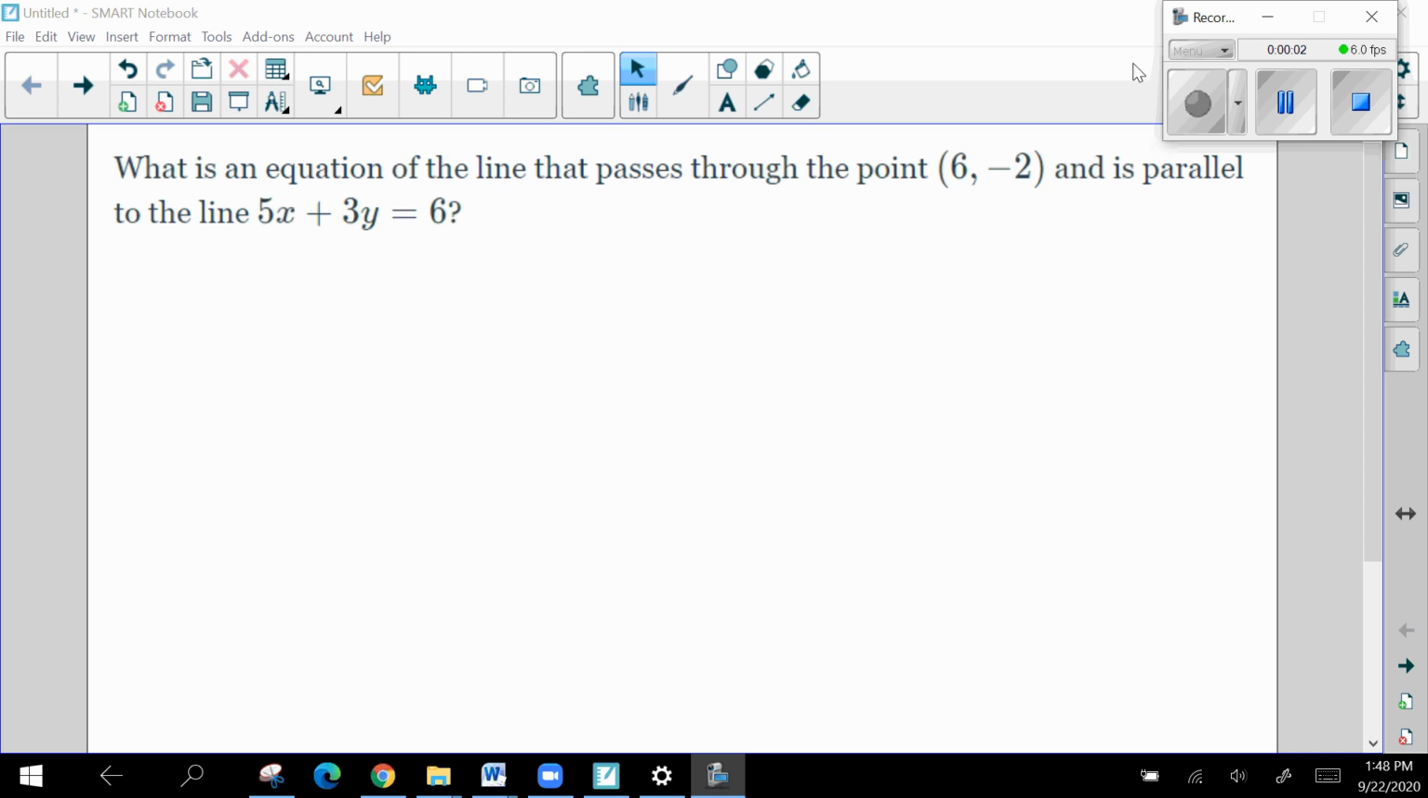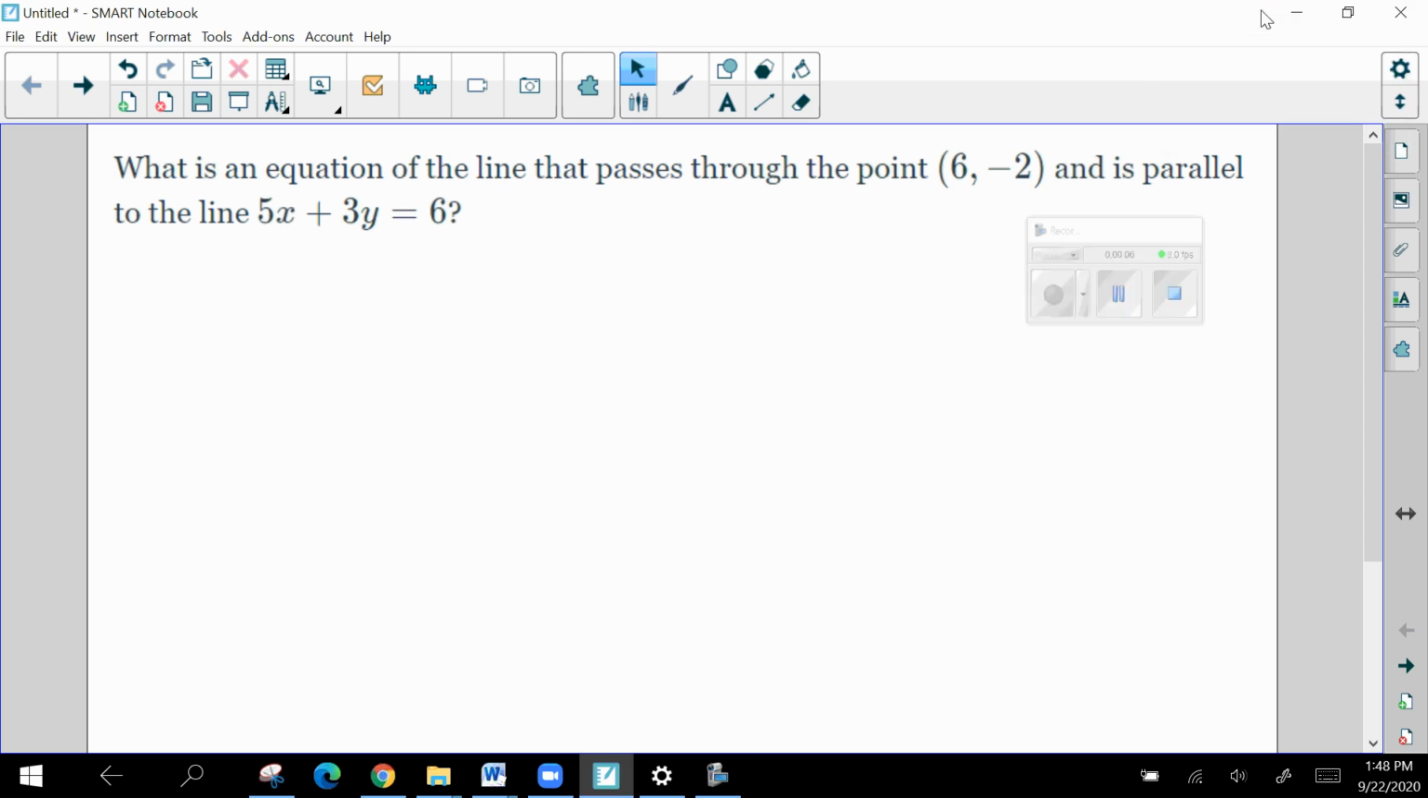In this video, I'm going to work through a couple of examples of lines passing through a specific point and parallel or perpendicular to a particular line where you have the equation. So the first thing I want to point out is that when you are asked to write an equation, you don't actually have to stick to any specific form. So you could choose any form you like.